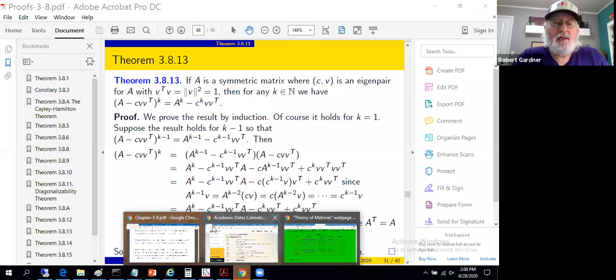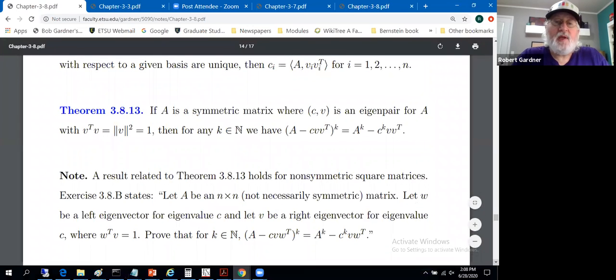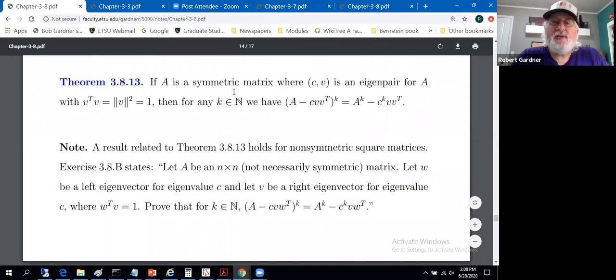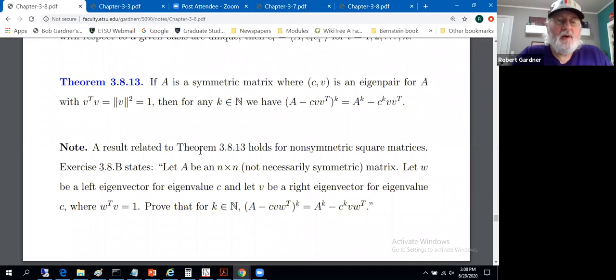This could be generalized as follows. Okay, here we had a symmetric matrix, eigenvector, eigenvalue. One of the exercises related to this previous result is the following. Take A to be a square matrix, but not necessarily symmetric. Let W be a left eigenvector for eigenvalue C, and let V be a right eigenvector for eigenvalue C, where W transpose times V equals 1. So it's the same kind of normalizing deal that we had in the previous.